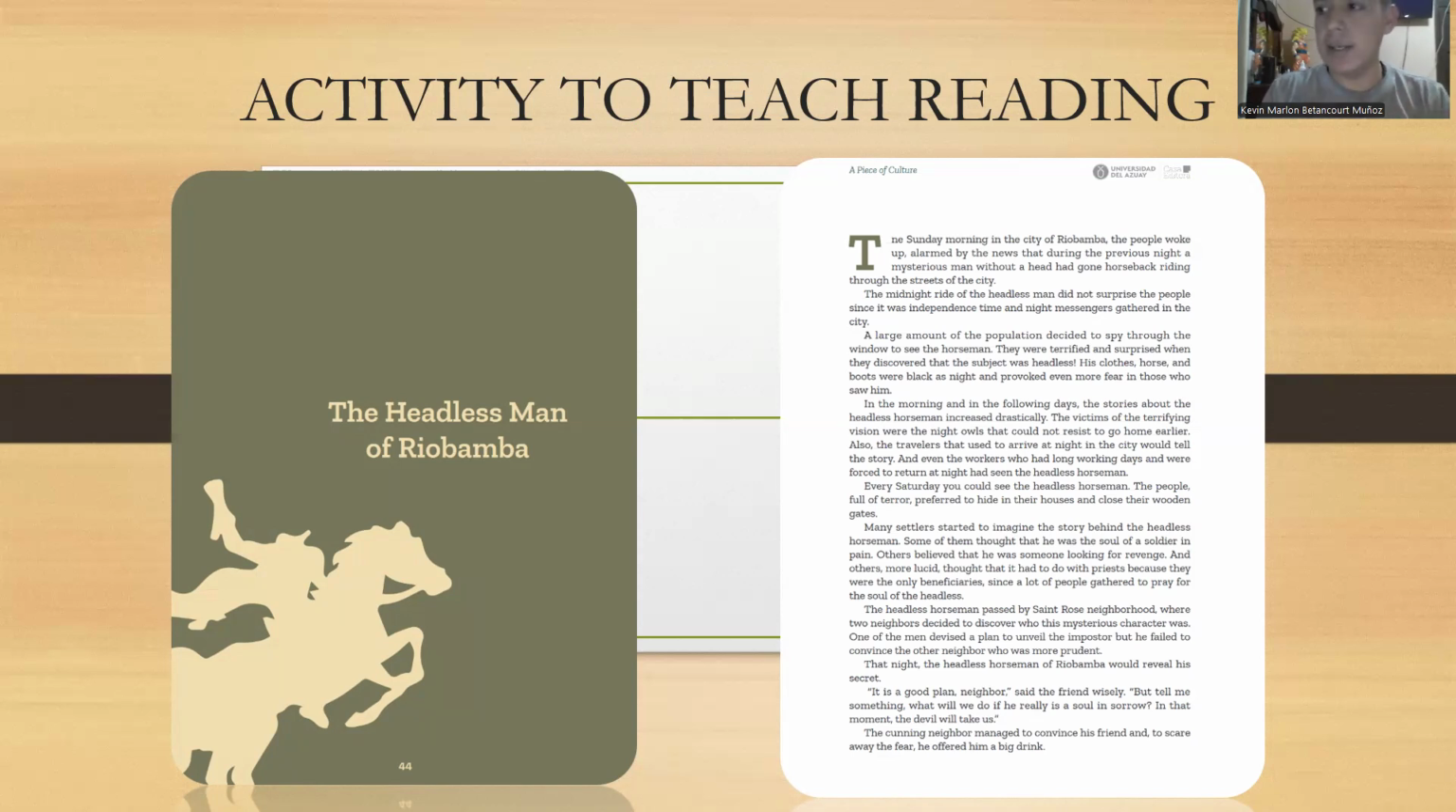To start the activity, I choose a legend from Ecuador called The Headless Man of Rebamba in order to let the students get to know the cultures and traditions of the city of Rebamba in this case. As you can see, this text is related to the Ecuadorian cultures, and in this case, it is related to the traditions of the city of Rebamba.